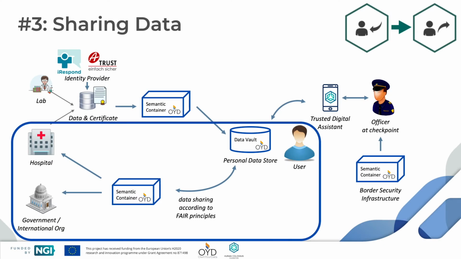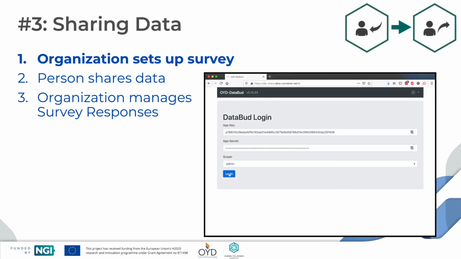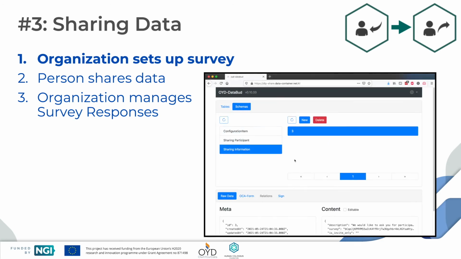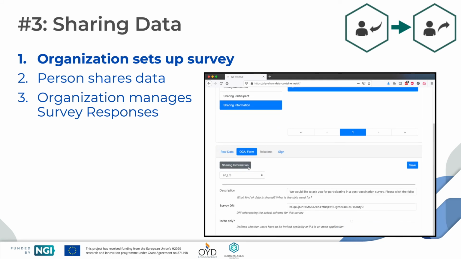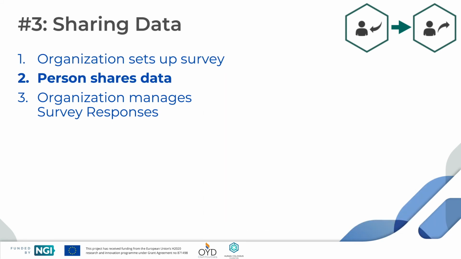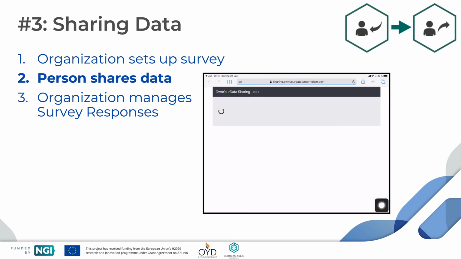We demonstrate secure and traceable data sharing between an individual and an organization in the third data flow. On the organization side, the infrastructure utilizes a semantic container to store a survey and an associated usage policy and a participant list. Each participant receives an email containing a link to access a data sharing plugin for the personal data store, where they can review detailed information regarding the survey.